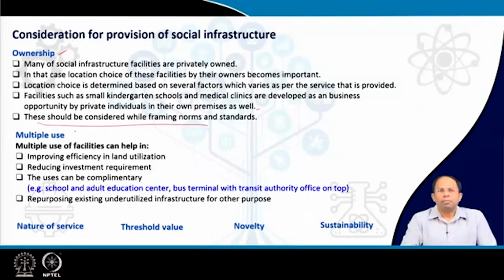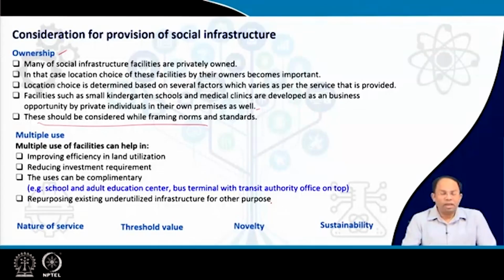Then multiple use, that means a facility can be designed to serve multiple purposes. This improves efficiency in land utilization, it reduces the investment that is required, and sometimes the uses can also be complementary. For example, in the morning the same facility can act as a school, in the evening it can become an adult education center, or it could be a place where some homeless people can take shelter at night, or a bus terminal can have a transit authority office on top of it. Same land area, same building could be utilized for multiple purposes.